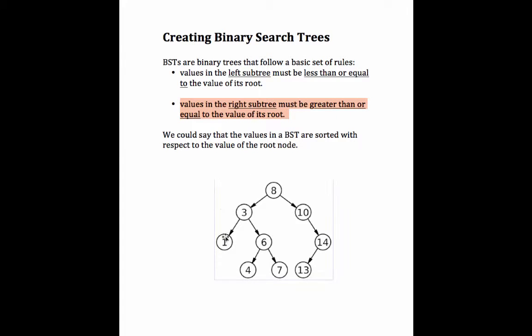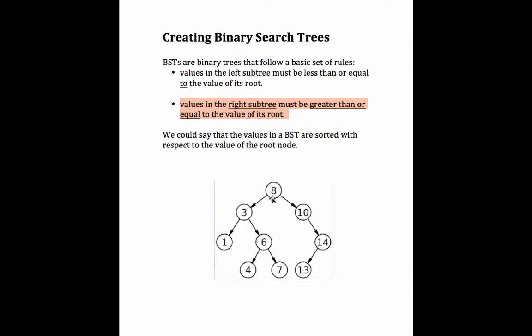If we take a look at this, this is a typical binary search tree done with integers. We see that the value at the root is 8. All the values on the right subtree, 10, 14, 13, are greater than the value of the root. And all the values on the left subtree, 1, 3, 6, 4, and 7, are obviously less than the value that we have at the root.